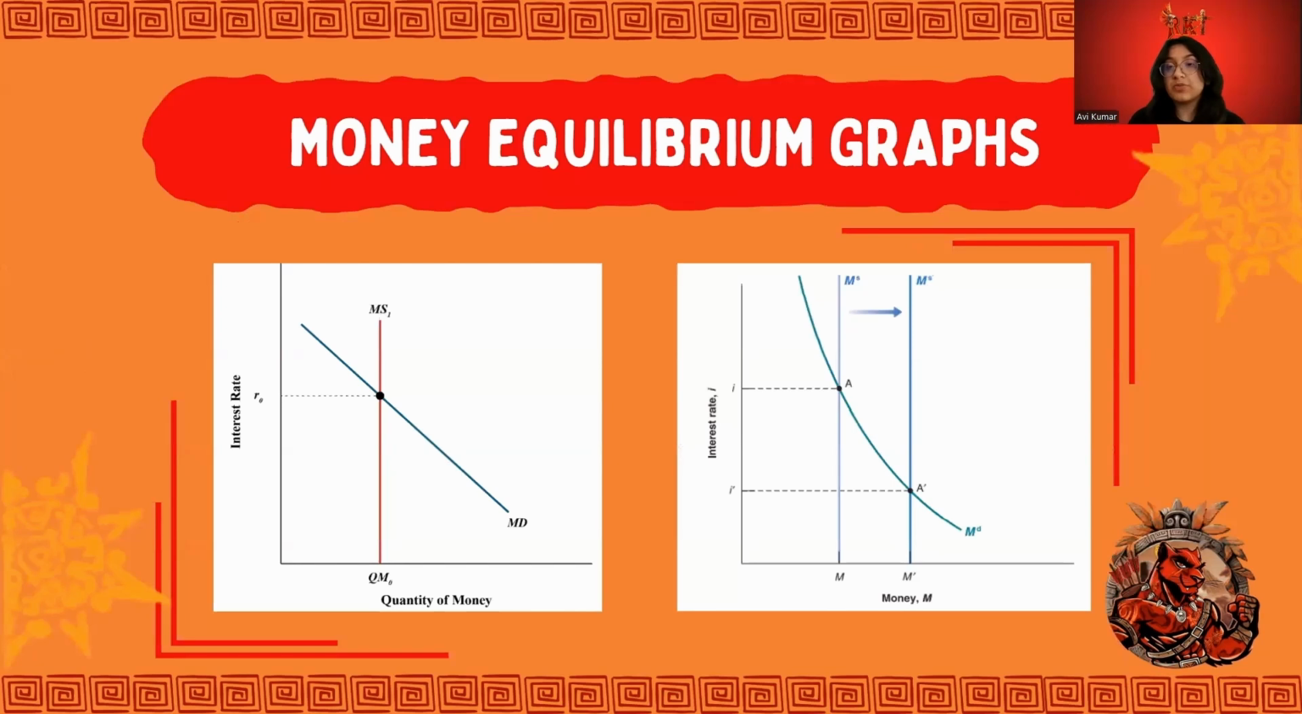Now, here is money equilibrium in the form of a graph. So in the first graph, you can see money demand and money supply plotted on a graph, and the point at which they intersect is the money equilibrium. So we have the equilibrium interest rate and the equilibrium quantity. And in the second graph, we can see what happens when there is an increase in money supply. When you can see the curve shift from M to M dash, you can see that the interest rate has also fallen down as the equilibrium is now at a lower point.